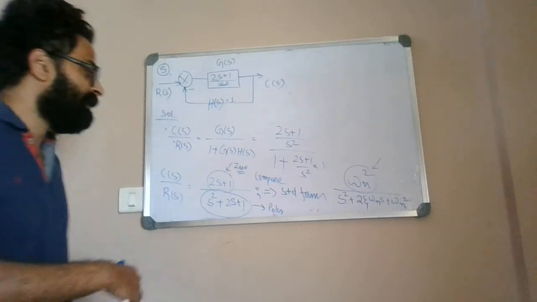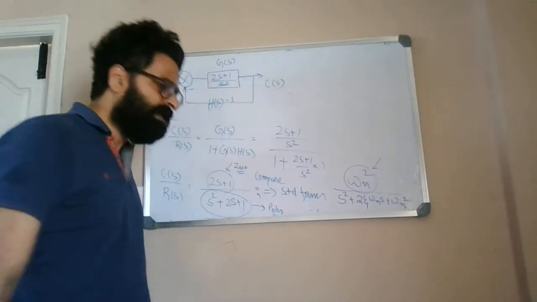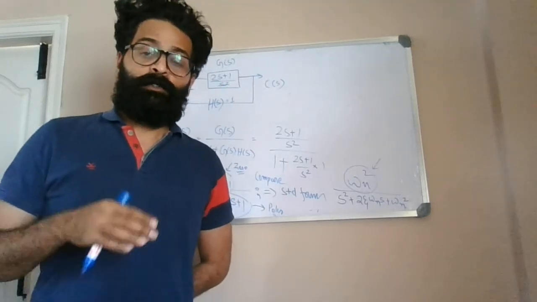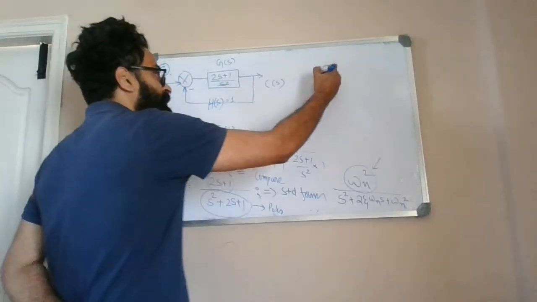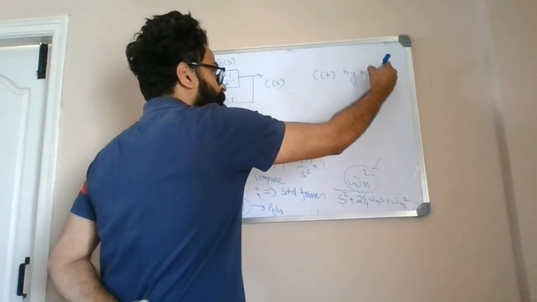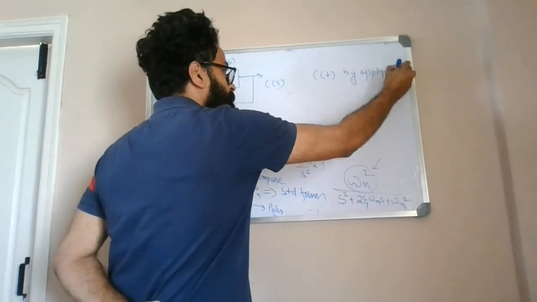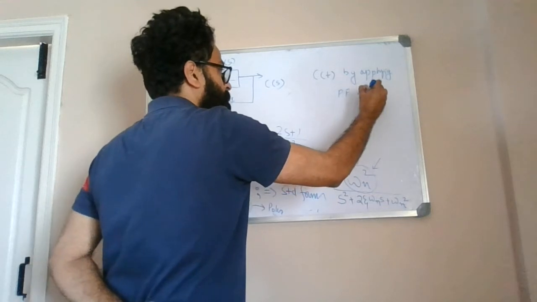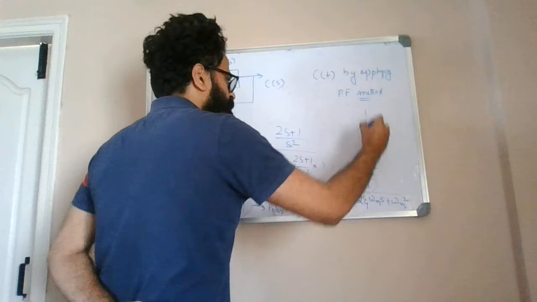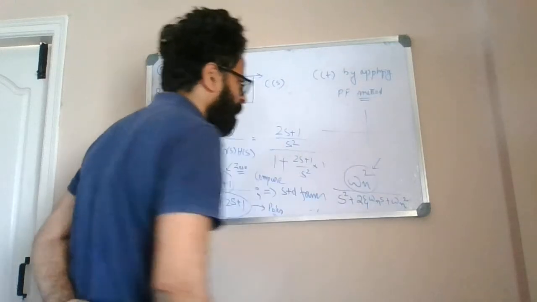So you cannot directly apply the unit step response in this case. You need to find out the unit step response c of t, by applying partial fraction method. Okay, we can do that very easily.